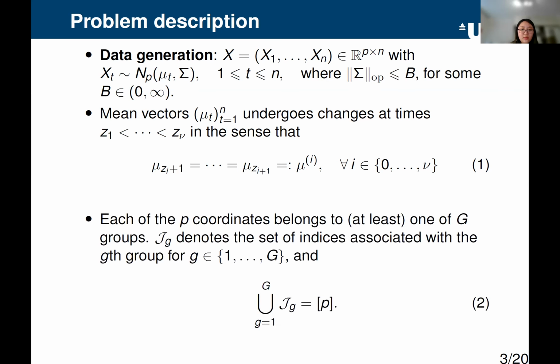Then we can divide the p coordinates into G groups. We use J_g to denote the set of indices associated with the g-th group. We will consider both the non-overlapping group and overlapping group cases. In the case when the groups are non-overlapping, the J_g here form a partition of the set [p].